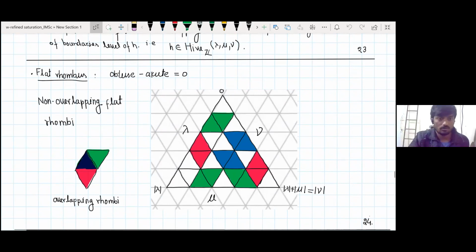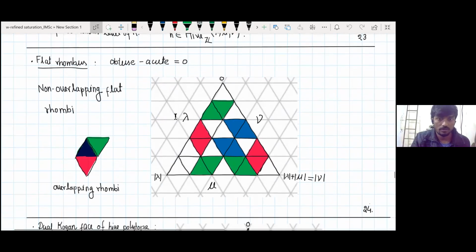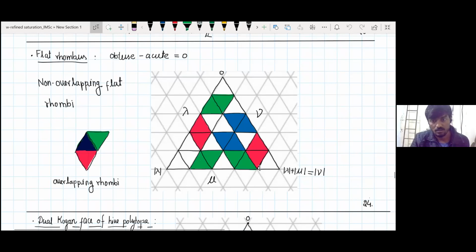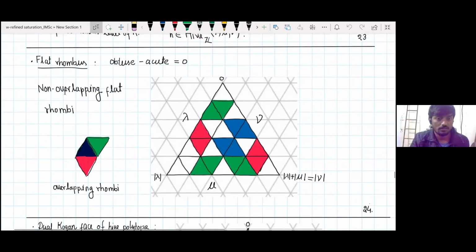But if I want to say any rhombus is flat, that means obtuse minus acute will be equal to 0. So for example, here I made a picture. This is some flat rhombus. When I call these flat rhombi non-overlapping, I mean that when I take any two flat rhombi, there is no overlapping region. So for example, here I have colored all the flat rhombi, and these are all non-overlapping.